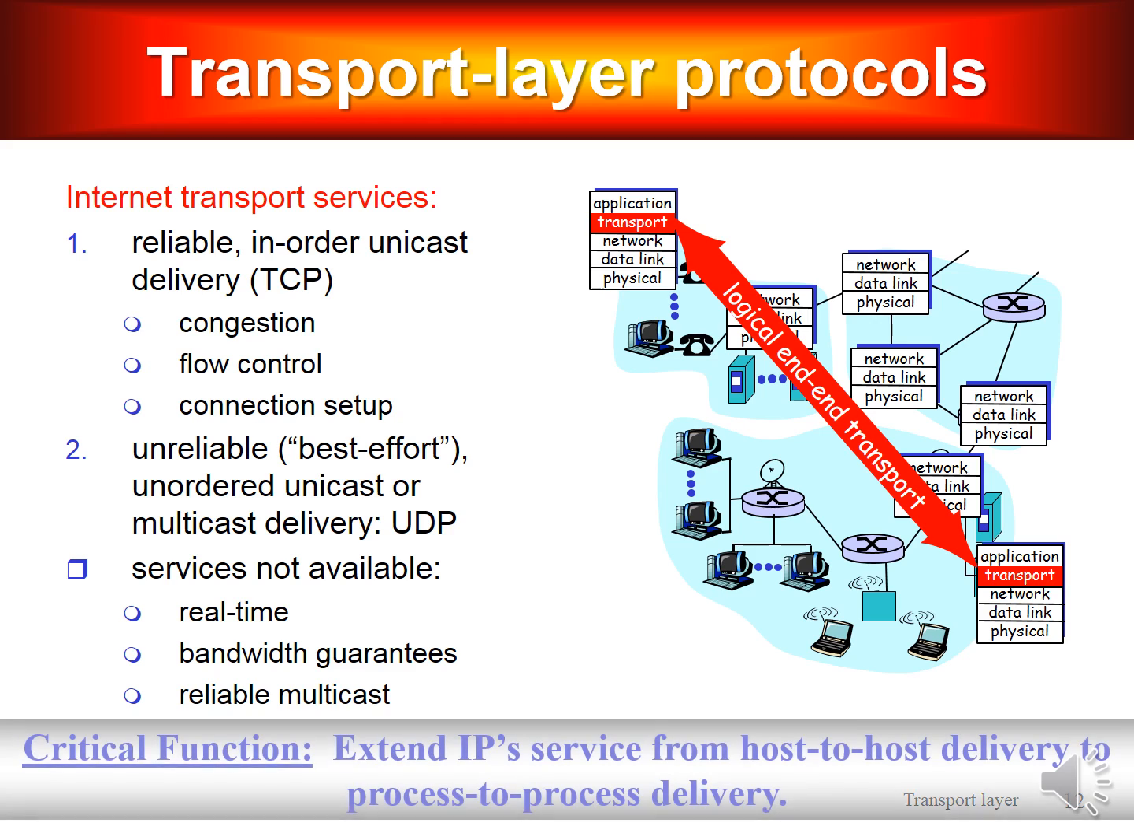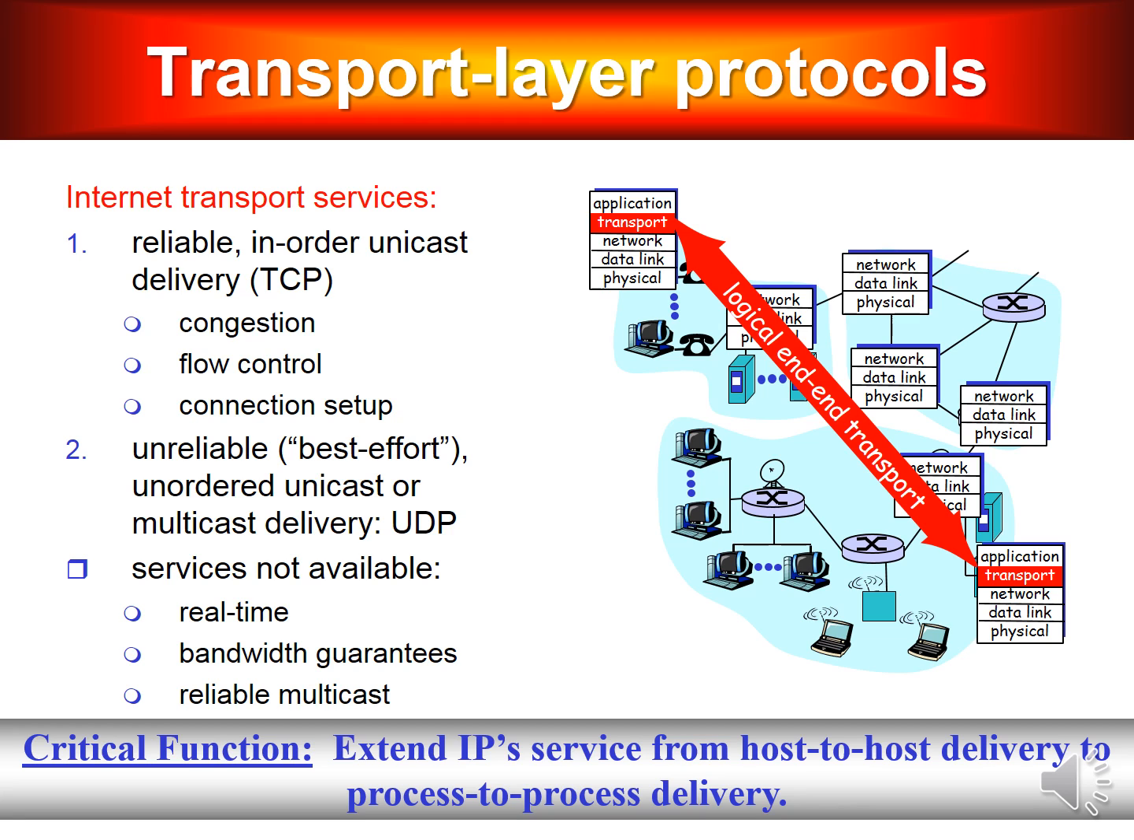Internet transport services, TCP, provide reliable, in-order, unicast delivery. It has congestion control, flow control, and connection setup. UDP is unreliable, best-effort delivery, unordered unicast or multicast delivery. Services not available are real-time guarantees, bandwidth guarantees, and reliable multicast. The schematic is clearly given: the logical end-to-end transport along with some number of routers and a number of hosts.